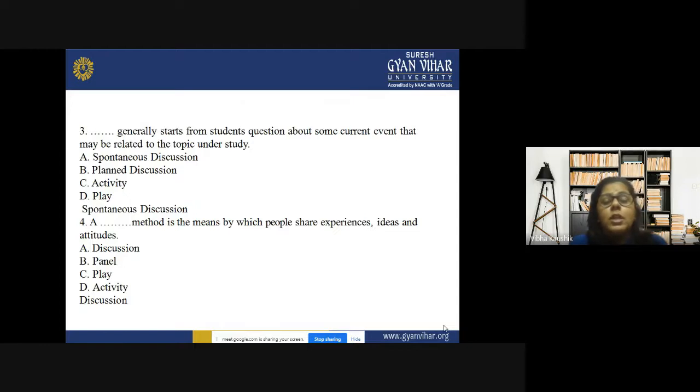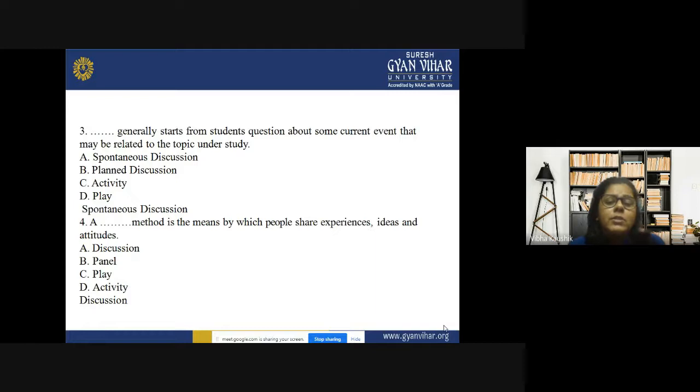Third, dash generally starts from student question about some current event that may be related to the topic under study, which is related with the current event. A. Spontaneous discussion, B. Planned discussion, C. Activity, or D. Play. So, students, these are the options. Now, you have to select the correct one on the basis of the given choices, and the correct answer is option A, that is spontaneous discussion.